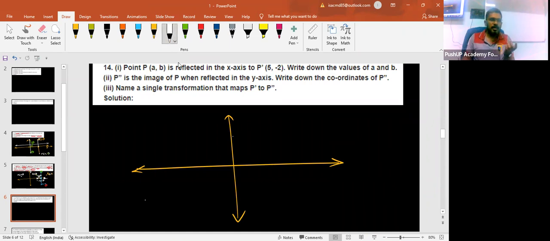There is point P A B, which is reflected in the x-axis to P dash 5 minus 2. 5 minus 2 means it lies in the fourth quadrant, isn't it? X positive, Y negative.